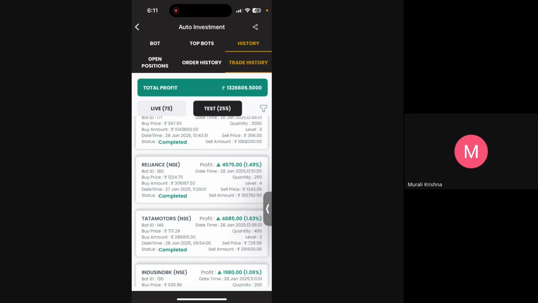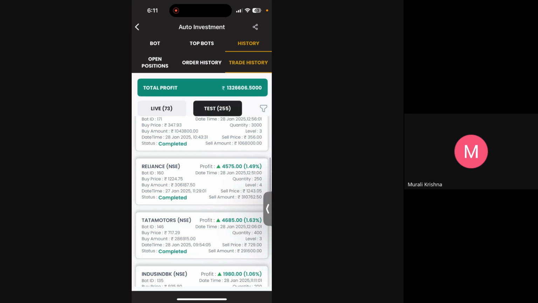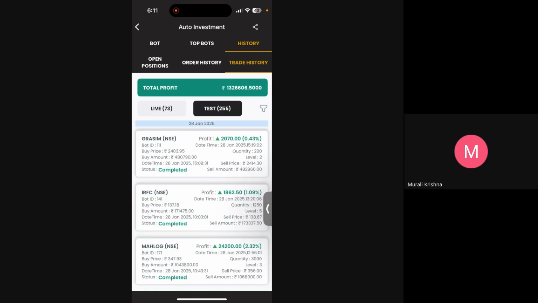I'll explain you in detail what are all the bot settings I have kept to have this kind of results. You can just see here Grasim, it was an intraday trade. Today it bought around 200 shares at 2403 and sold it at 2414, which was around 0.43%. I'll show you how it has exactly booked. So maybe I have kept it for 0.5% profit booking. So that's where it has booked it for 0.43, whenever it is coming down from 0.5.